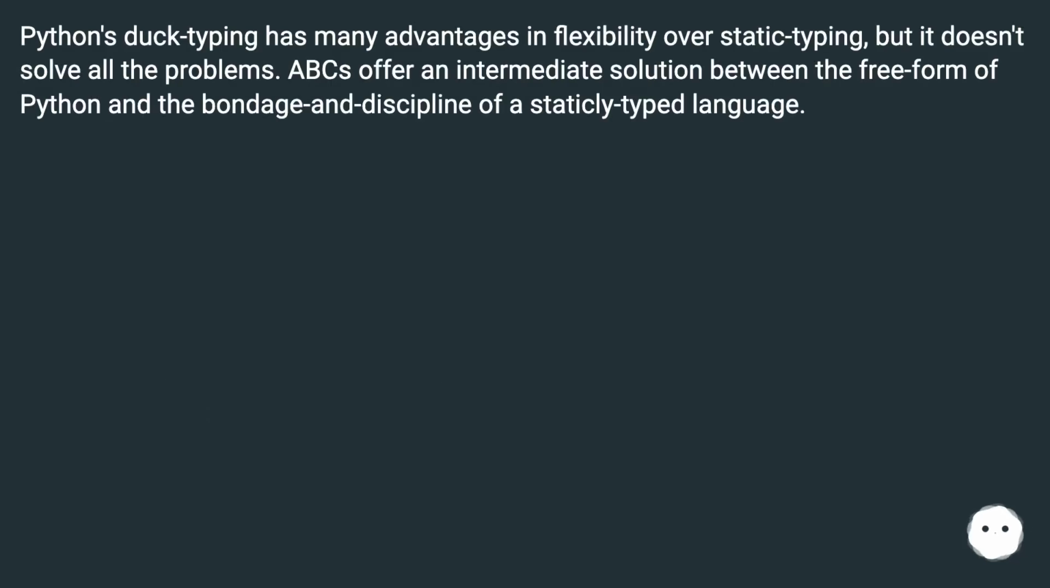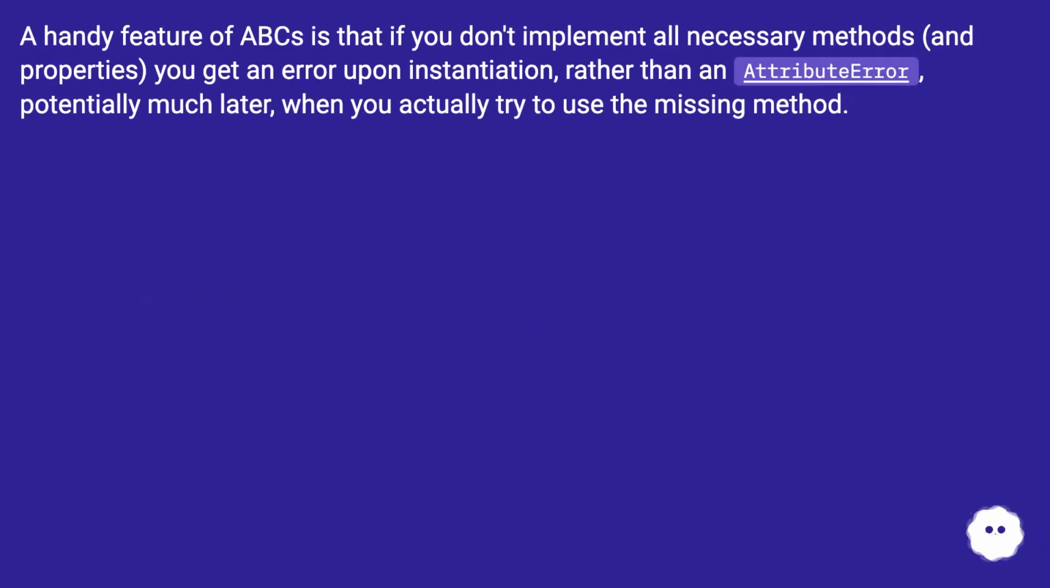Python's duck typing has many advantages in flexibility over static typing, but it doesn't solve all the problems. ABCs offer an intermediate solution between the freeform of Python and the bondage and discipline of a statically typed language. A handy feature of ABCs is that if you don't implement all necessary methods and properties, you get an error upon instantiation, rather than an AttributeError, potentially much later, when you actually try to use the missing method.